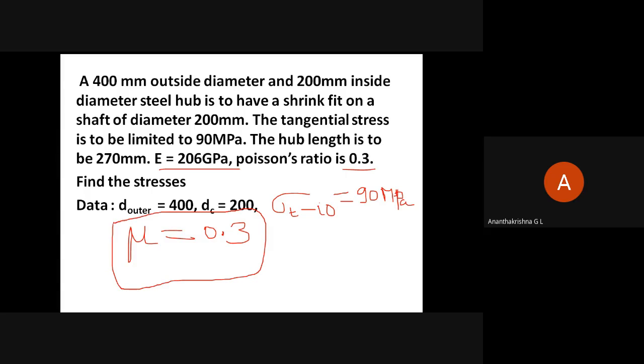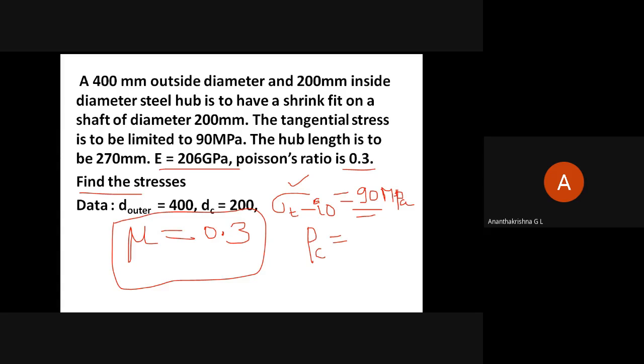Find the stresses. We are given sigma T at the inner surface of the outer cylinder as 90 megapascal. Use that equation, get the value of the contact pressure, that is the pressure at the junction. You find out PC, which you substitute in the other equations and get the remaining parameters.